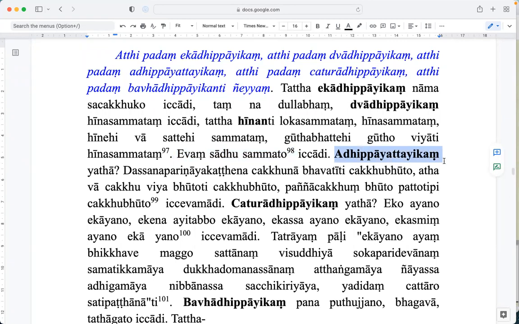Adibaya Dayikan. So Daya means three. So the one which has three meanings. So Yata Dasana Bari Nayakatina Jakuna Bawaditi Jaku Budo. Okay. So the word Jaku Budo. So Dasana Bari Nayakatina Jakuna Bawaditi Jaku Budo.